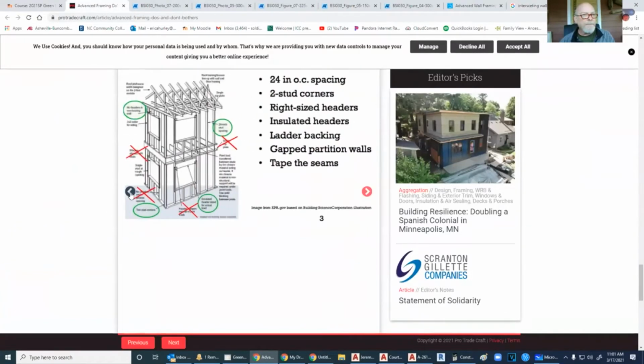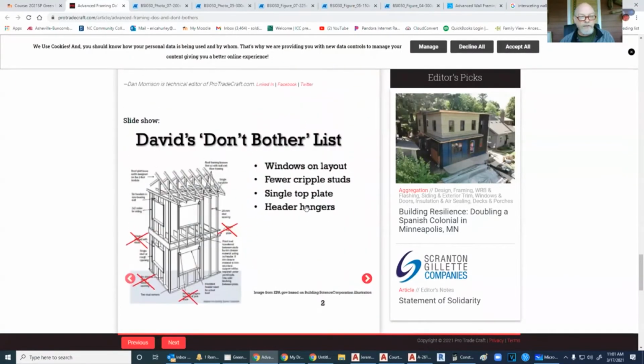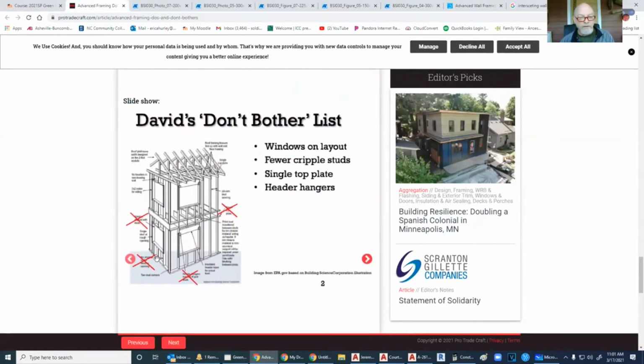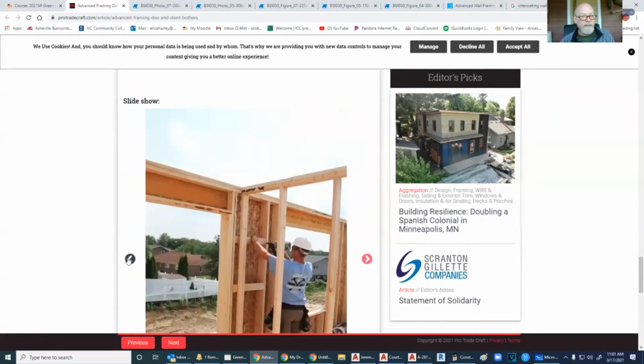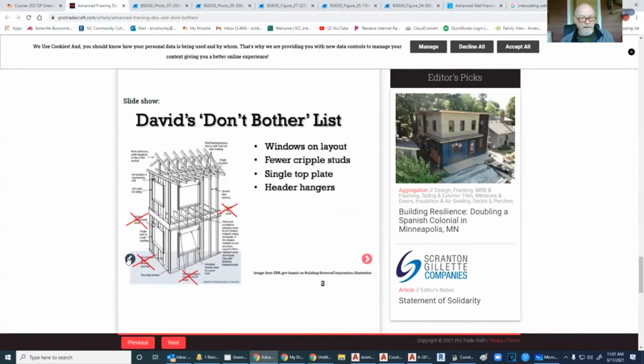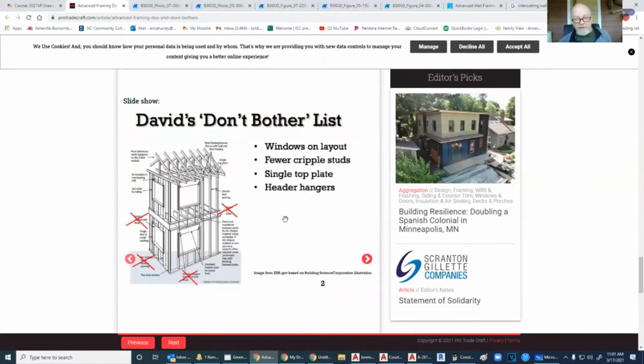Okay. So this is a really cool little site that I found. David's do's and don'ts. Advanced framing. Let me get back to the beginning. Maybe that was the beginning. So he's saying don't bother about windows on layouts. Don't bother with using fewer cripples. Don't bother with using a single top plate. And don't bother with using header hangers.